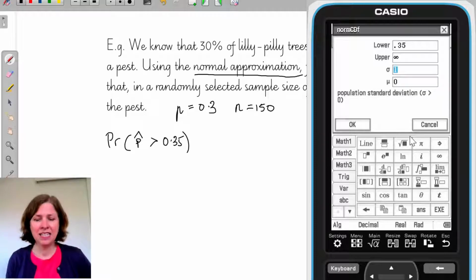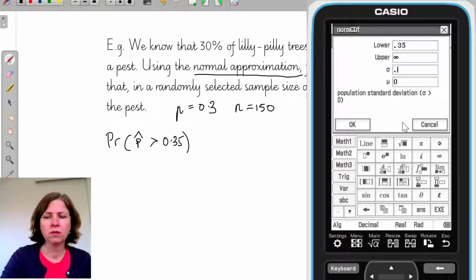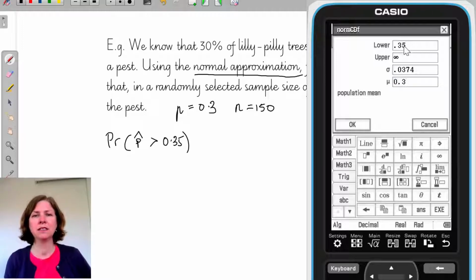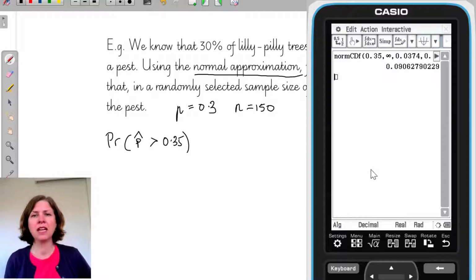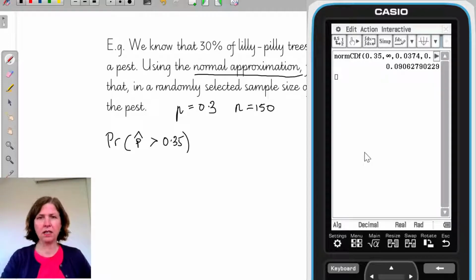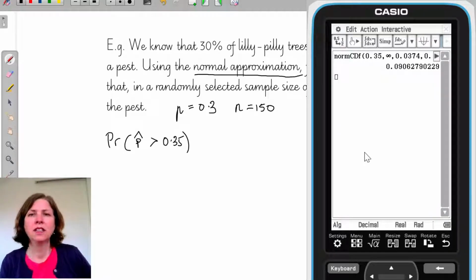My standard deviation I've worked out is 0.0374. And my mean is 0.3. That's the same as my value of p. Hit OK, see what we get. All right, 0.0906.